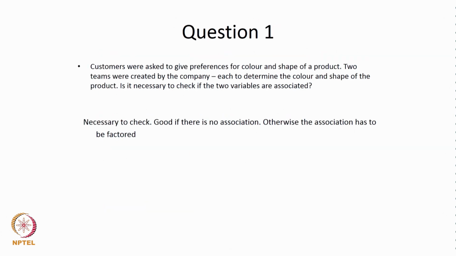Now, let us try to look at a few simple questions. Customers were asked to give preferences for color and shape of a product. Two teams were created, each to determine the color and shape of the product. Is it necessary to check if the two variables are associated? Yes, it is actually necessary to check. It will be good if there is no association, which means the teams can work independently. Otherwise, the association has to be taken into account in the combination of color and shape that the company finally chooses for the product.